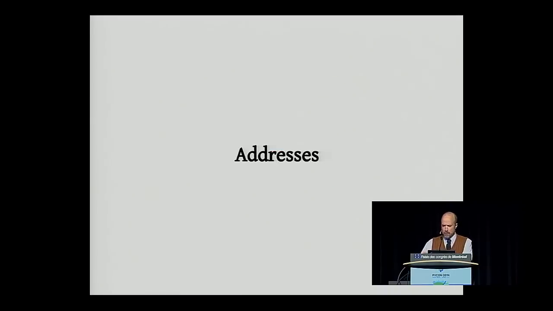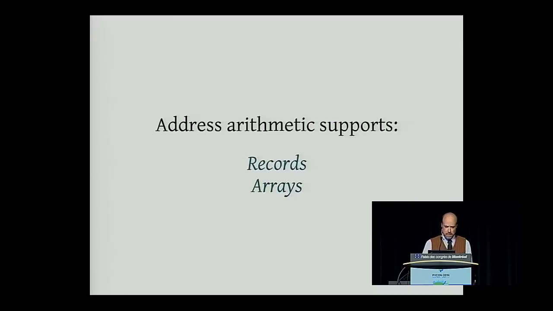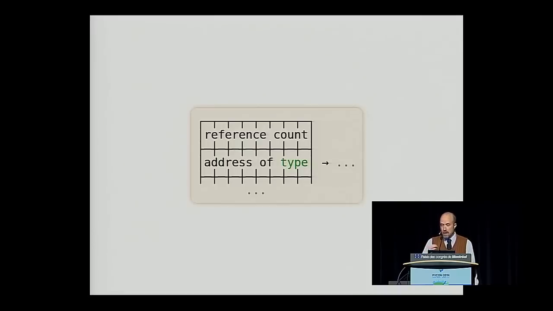All right, I was talking about addresses, these numbers that are used to index memory locations. Since they are integers, you can add and subtract from one address to visit another address that sits near it. Address arithmetic, then, is used to support the two fundamental data structures at the machine level, which I will call records and arrays. A record is just when you put some fields, some information, in an agreed order in memory. Every Python object in your CPython memory store always starts its record with 8 bytes of reference count on a 64-bit machine and an 8-byte address of the type, the integer type that has all the integer methods, or the floating point type that has all the floating point methods.